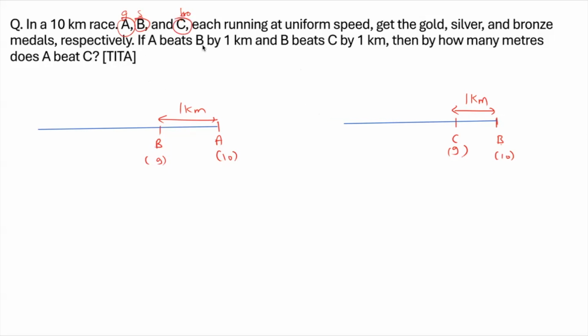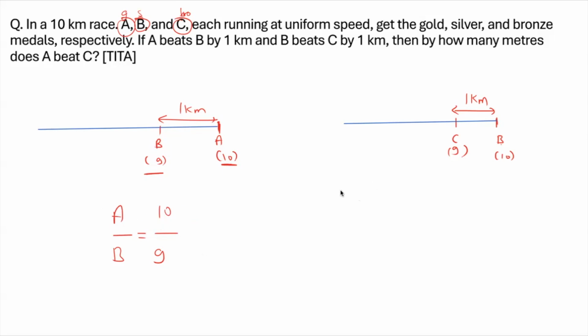Okay. If A beats B by 1 kilometer, that means when A finishes the 10-kilometer race, B is still 1 kilometer behind. That tells you in equal amounts of time, the distances they have covered are 10 kilometers by A and 9 kilometers by B. The ratio of these two distances will also be the ratio of the speeds, because we have seen this, guys, that whenever the time is same, distance and speed are directly proportional. That gives you the ratio of speeds of A and B as 10 is to 9.